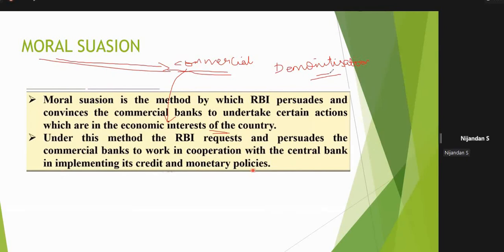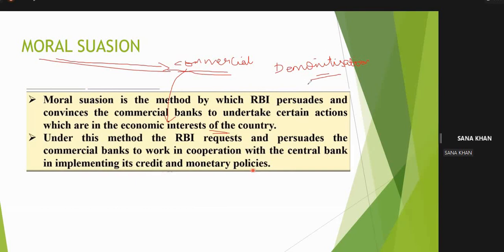Getting back the old currency and issuing the new currency. Sorry, sir, can you repeat? Getting back the old currency from the public and issuing the new currency to them. Exactly. That was to put a limit on black money. It was said that black money will be flushed out. Correct? So it will help the economy to develop. That is why demonetization took place, right?